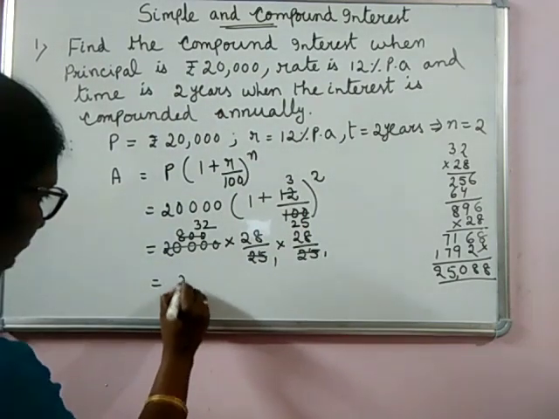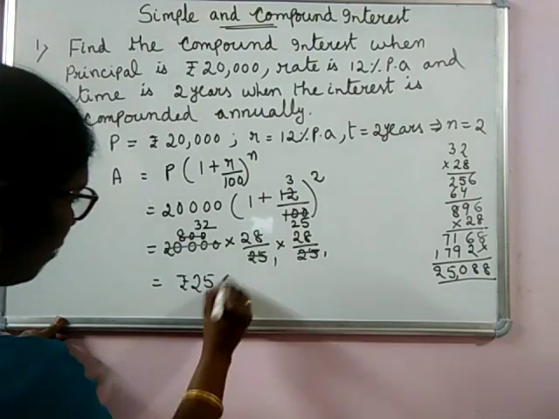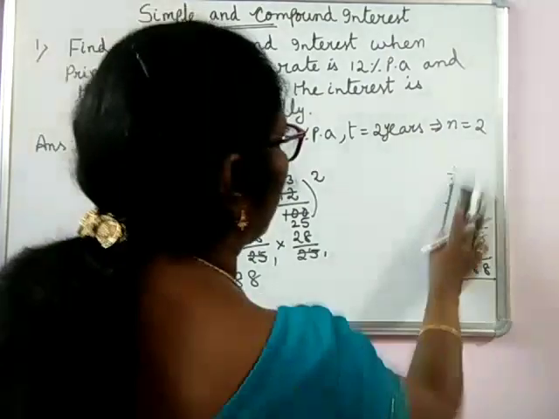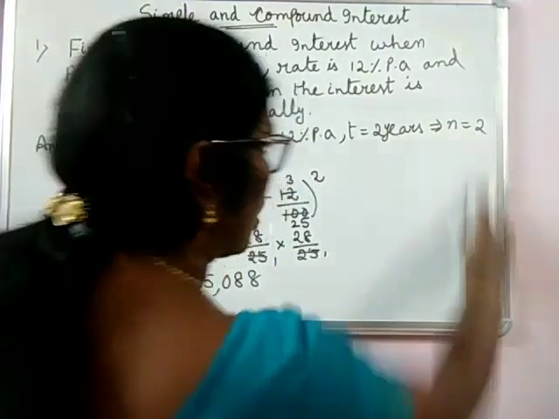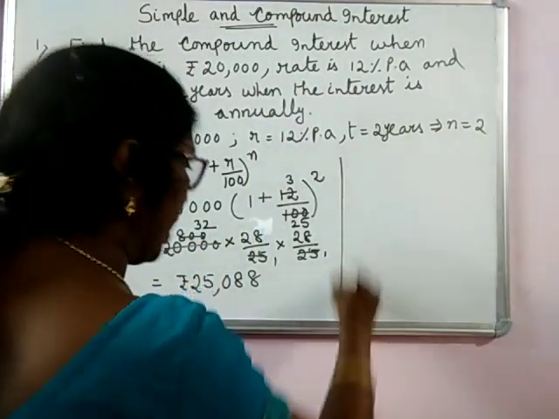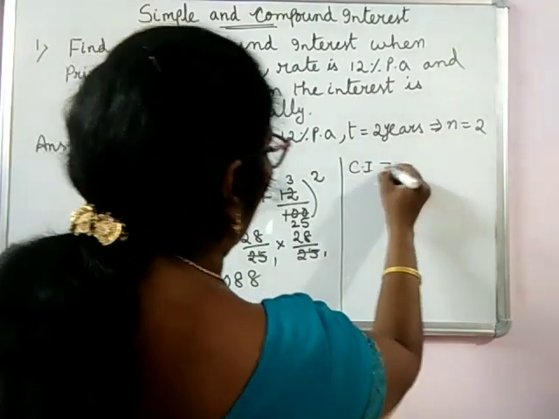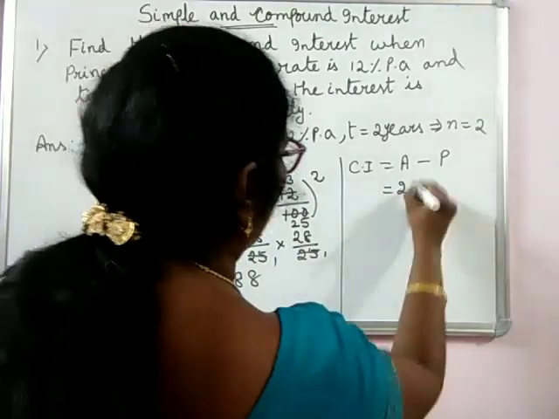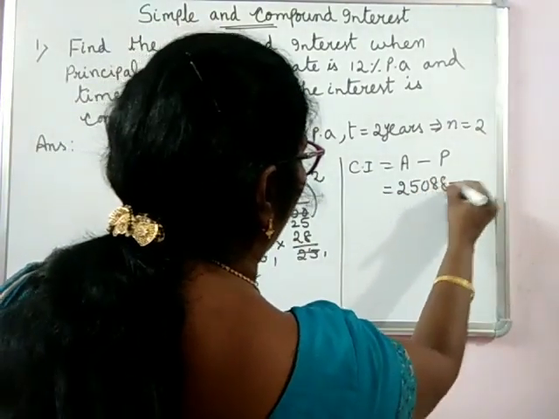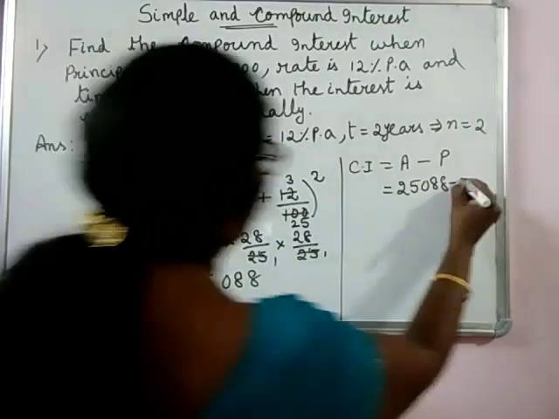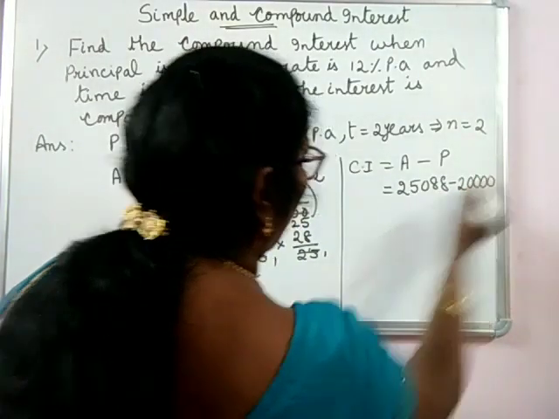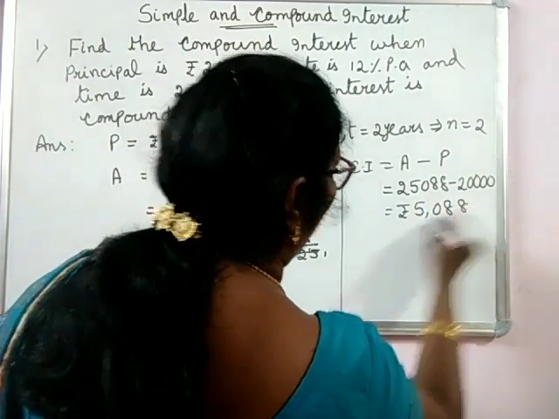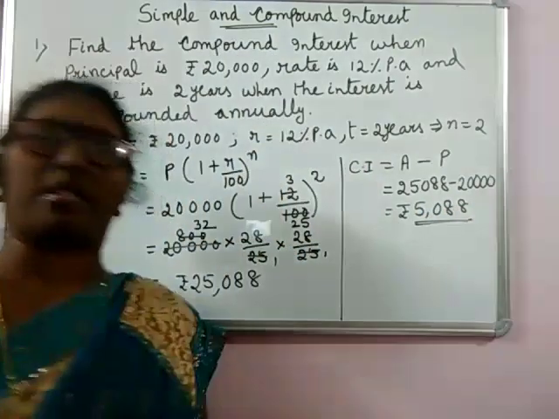Okay. So this amount is 25,088 rupees. But your question is, find the compound interest. So you know that compound interest is amount minus principal. Amount we got 25,088 rupees and principal is 20,000 rupees. So if you subtract, you will get 5,088 rupees is the compound interest.